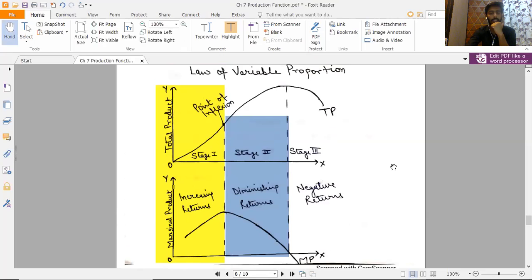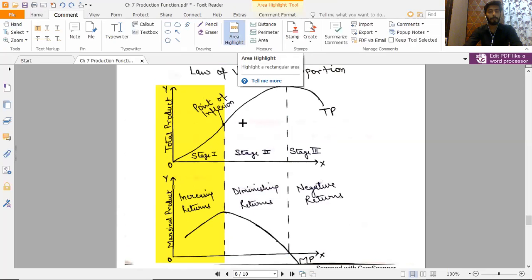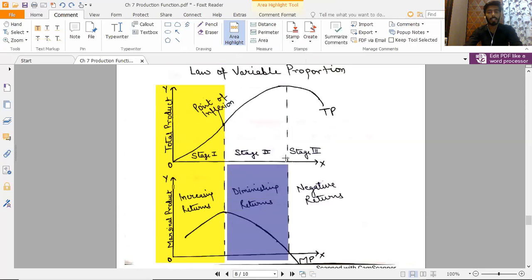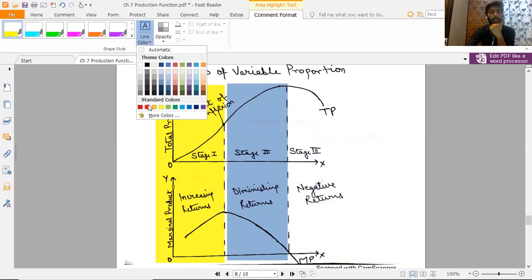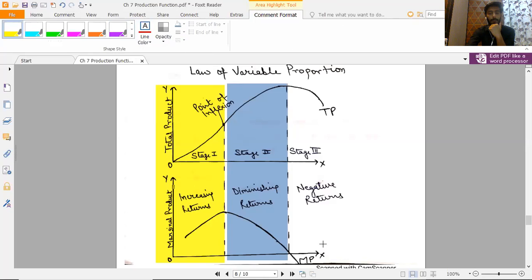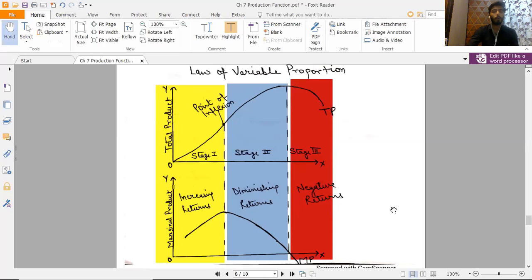What happens in the second stage is that MP diminishes, which means that TP increases at diminishing rate. Can you see this? MP is falling in this stage, which means that TP is increasing at diminishing rate. It is increasing, but each time by less than before. And then comes the final stage, when MP is negative. Can you see this? Here MP is negative. So when MP gets negative, TP starts ultimately falling. So these are basically the three phases.